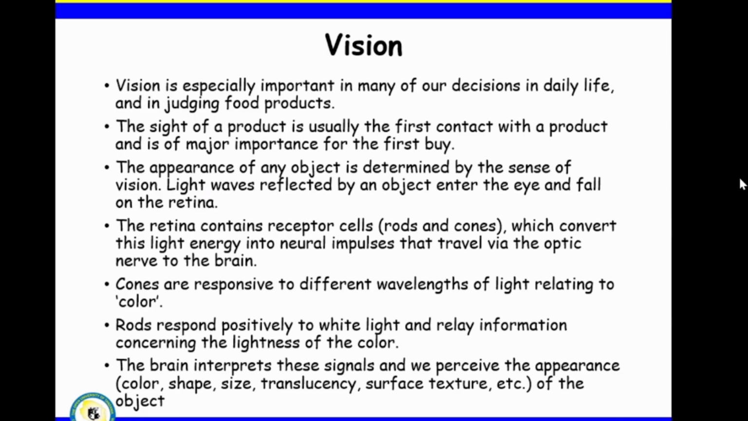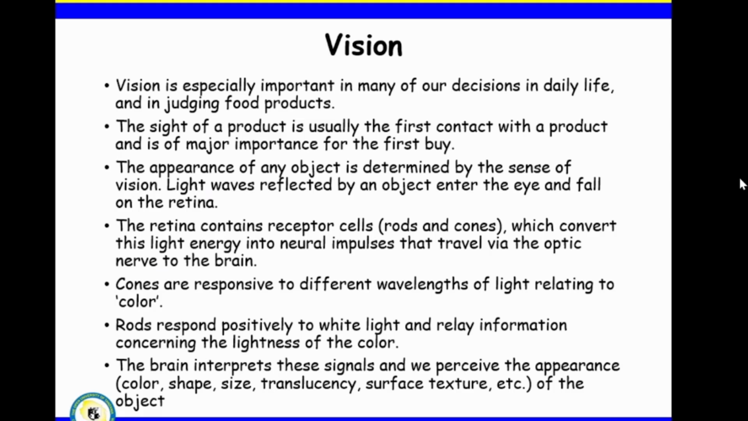Cones are responsive to different wavelengths of light relating to color. So that's where our eyes can differentiate between colors, because of the presence of cones. Rods respond positively to white light and relay information concerning the lightness of the color. The brain interprets these signals and we perceive the appearance, the color, the shape, the size, translucence, surface texture, etc.